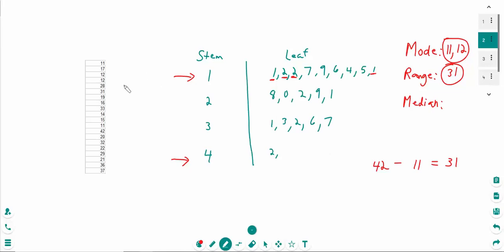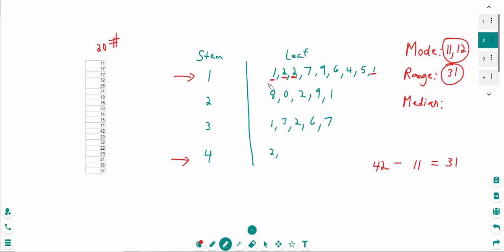All right, well, you're going to first count up how many numbers we have, right? That's important when we're trying to find the median. Well, if we count all these up, we'll find that there are 20 numbers. Okay?